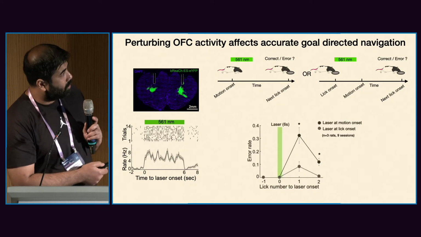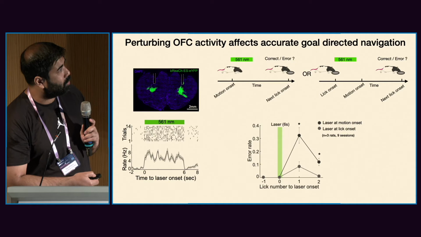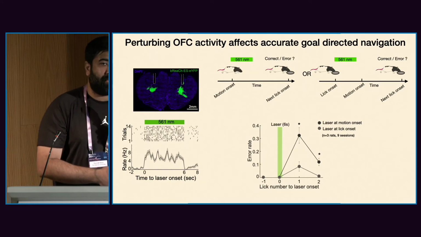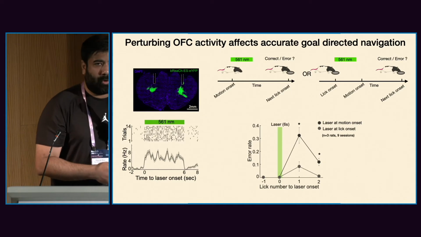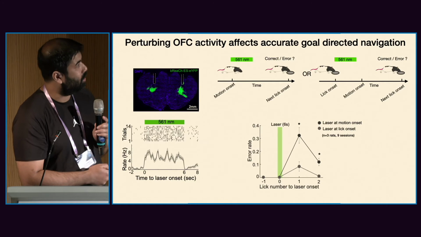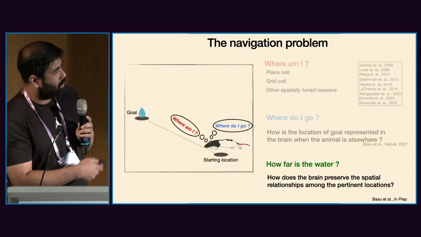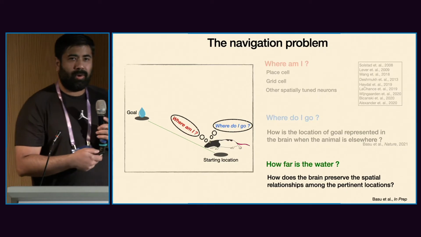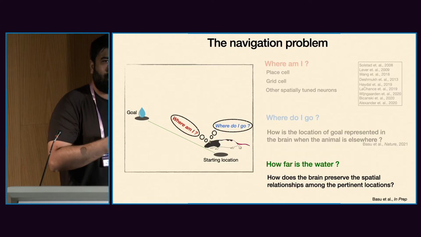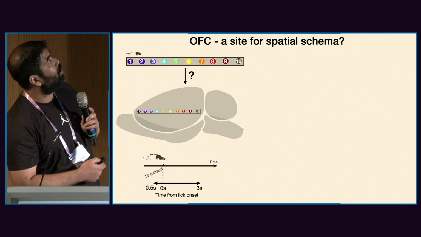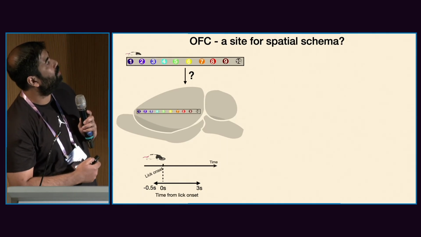And what we found was that indeed, when the OFC was perturbed at the onset of motion, the animals went to a wrong location one-third of the time. So this shows that the OFC both represents the goal and is necessary for goal-directed navigation. Which brings me to the second part of the talk: how does the OFC represent this relational aspect of these wells, right? Or in other words, can the OFC encode a topology-preserved map of this linear track?